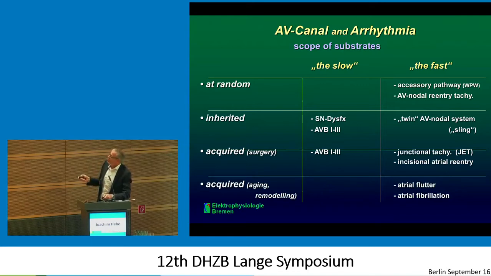And I was thinking how to summarize this. For sure, we have substrates that are seen in these patients at random. They can be inherited, so associated with the congenital heart defect. They can be acquired by surgery, and I will go a little bit into this, and we heard during these 2 days about that too. And they can for sure be acquired by aging or remodeling processes. And I will focus at the beginning on the slow arrhythmia substrates.